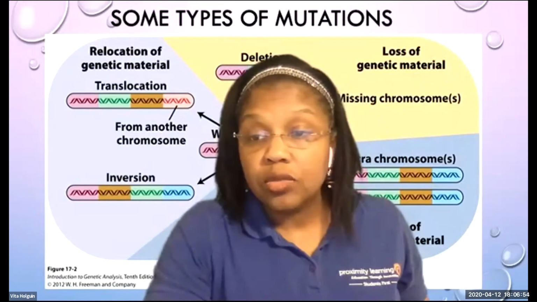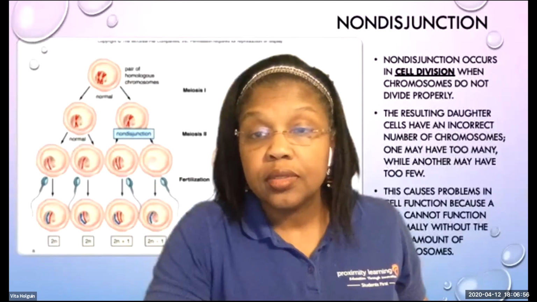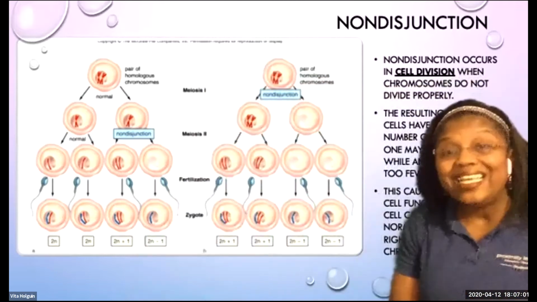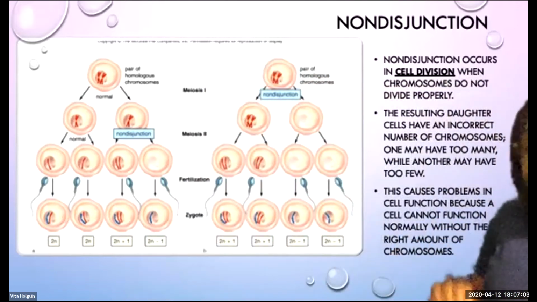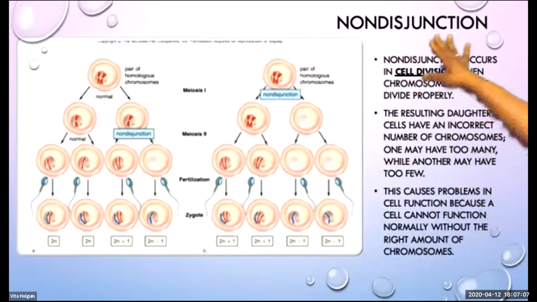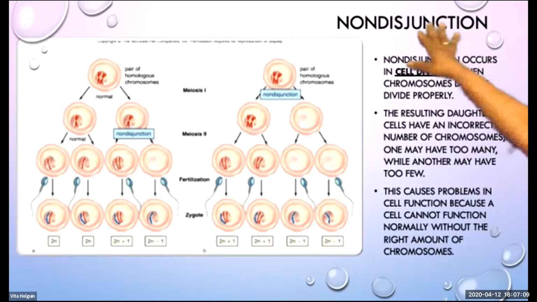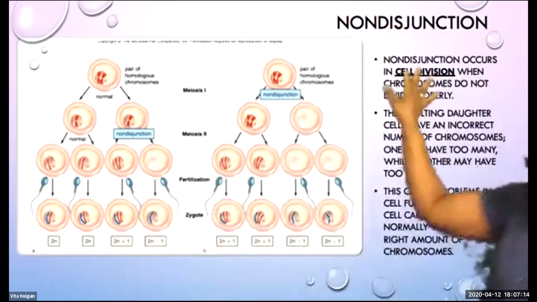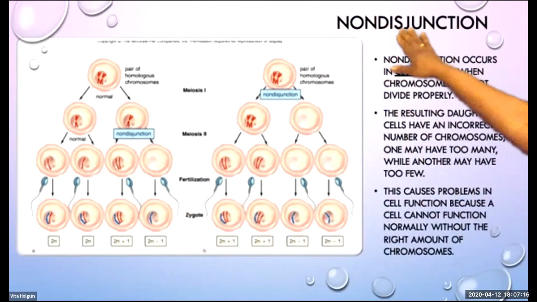So let me scroll on down. When we're talking about missing genetic information, specifically, we're talking about something called non-disjunction. Let's break down this word, because it's kind of crazy. So first of all, let's do junction.